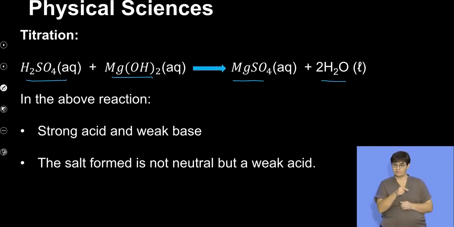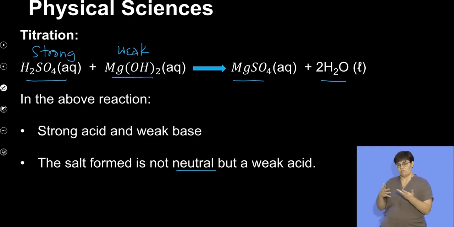So the salt formed is not neutral. Why is it not neutral? Because we've got a strong acid reacting with a weak base. So it makes sense to say that the salt that is formed will be a weak acid.